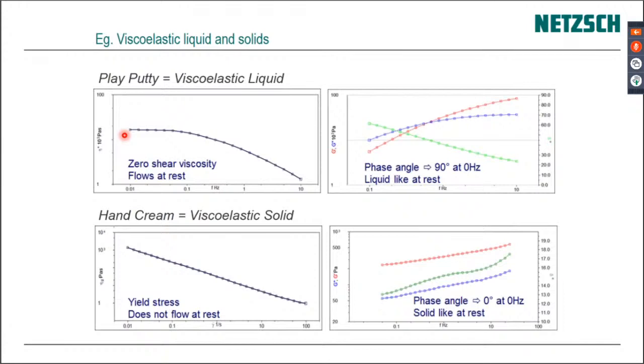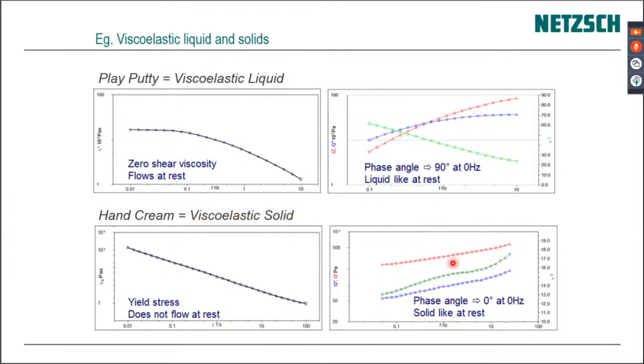I don't know if you've ever played with silly putty, but you can roll it up and bounce it on the table at high shears. But you can also leave it on the table and it will flow out into a puddle over a period of time. On the contrary, if you look at hand cream, this is actually a viscoelastic solid.